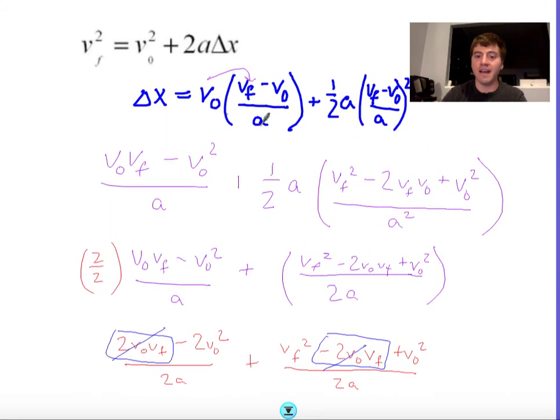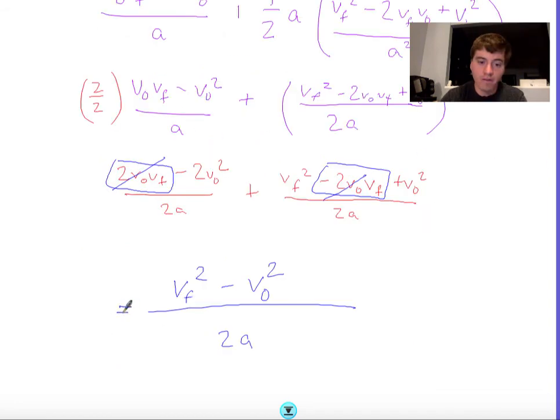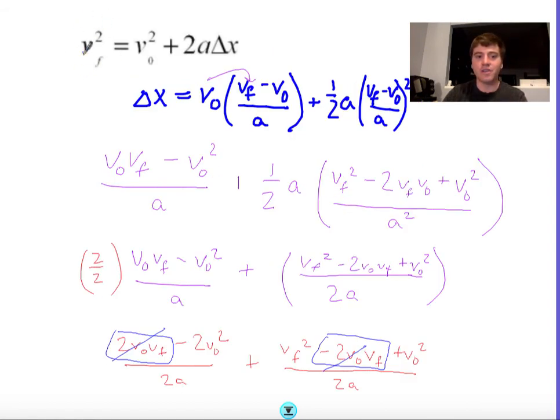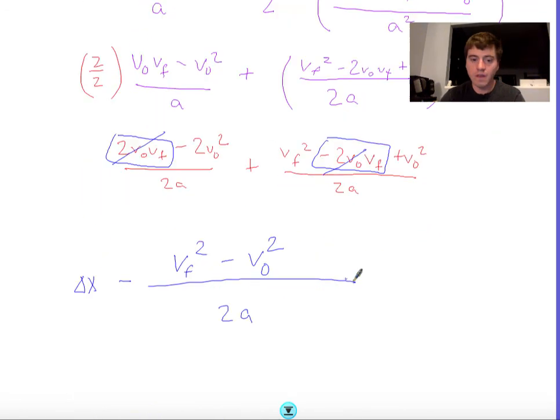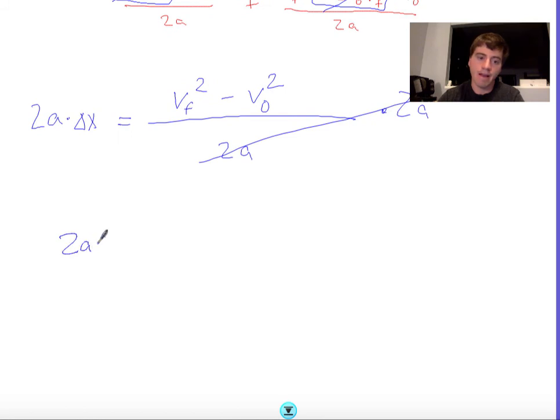So I've been simplifying this side, and of course on the left side it equals change in x. So if it equals change in x, and the original equation is in terms of v final squared, I'm going to solve for v final squared. So I'm going to multiply both sides by 2a. 2a divided by 2a is 1. Now I have 2a times change in x equals v final squared minus v initial squared. I can add v initial squared to both sides.